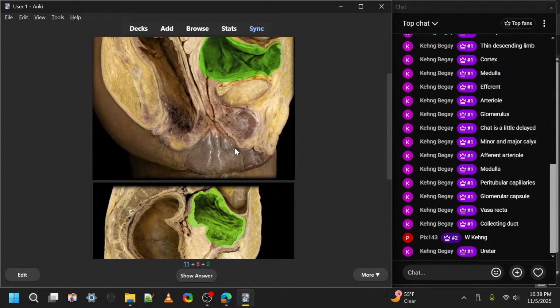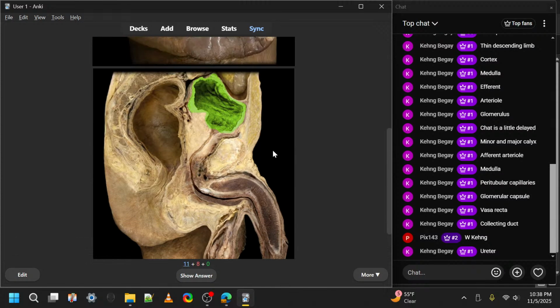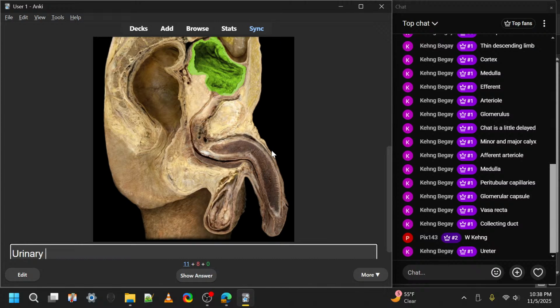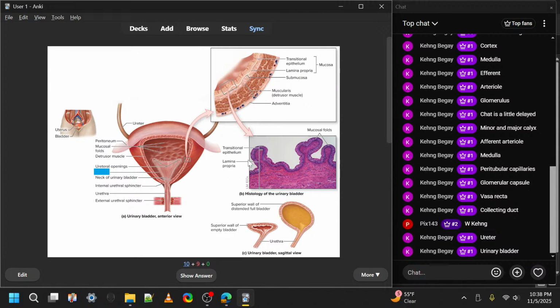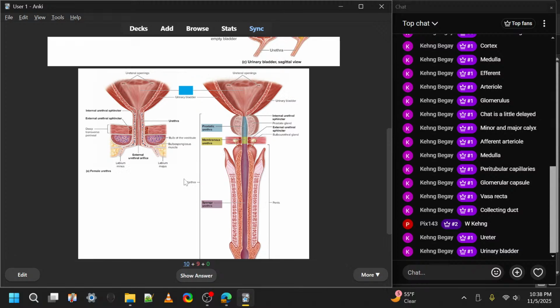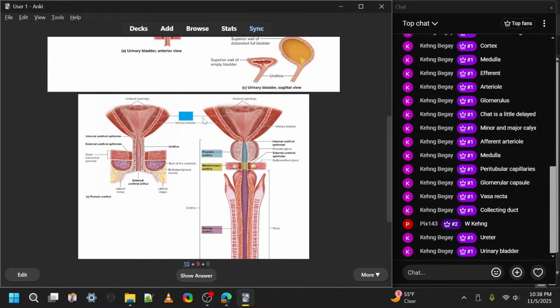I know what this one is. It's a penis. Just kidding. This is the urinary bladder. Ooh, this is where the tough stuff comes in. Ooh, yeah, so the blue, I can't really zoom it.